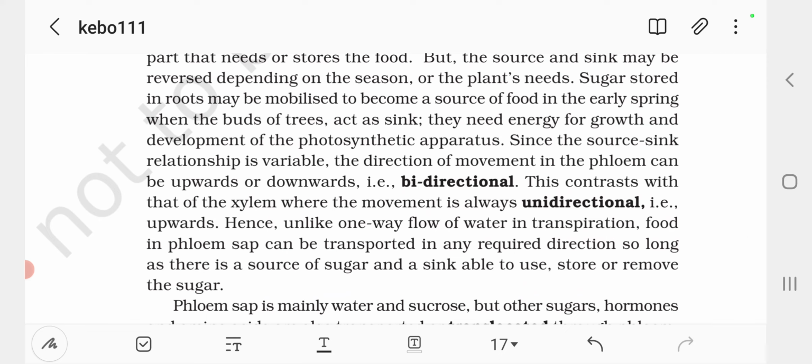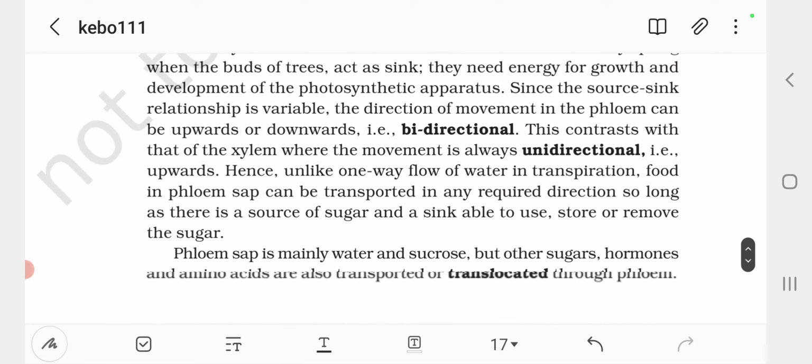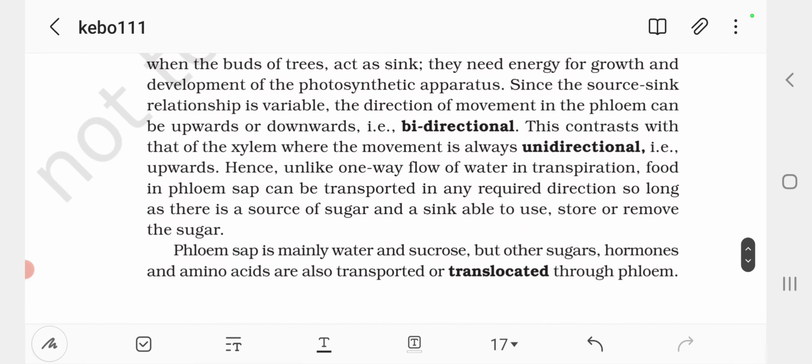Sugar stored in the root may be mobilized to become a source of food in early spring when the buds of the trees act as sink. They need energy for the growth and development of the photosynthetic apparatus. Since the source-sink relationship is variable, the direction of the movement in the phloem can be upward or downward, that is, bidirectional.